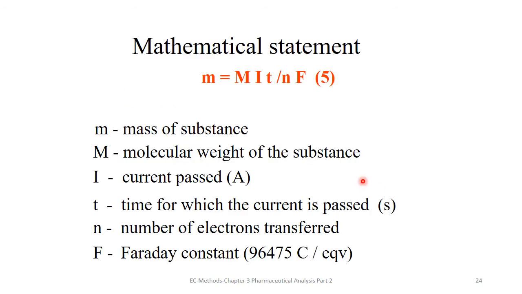The mathematical statement of Faraday's law is m = MIt/nF, where m is the mass of the substance, capital M is the molecular weight of the substance, I is the current passed, t is the time for which the current is passed, n is the number of electrons transferred, and F is Faraday's constant.